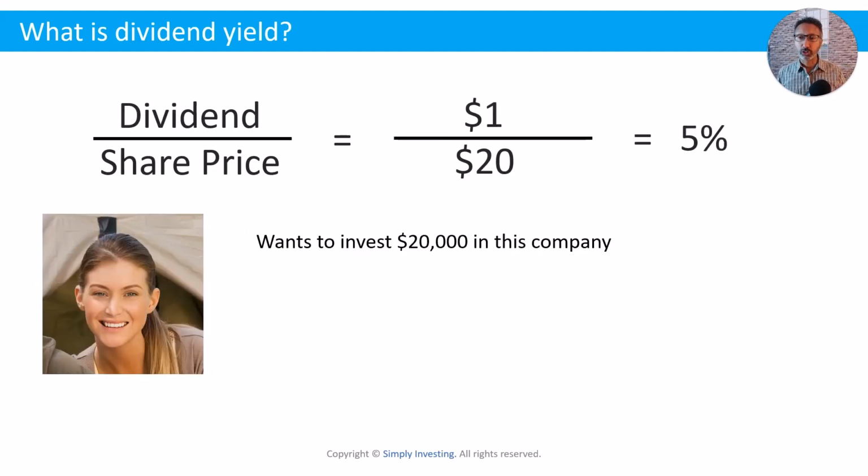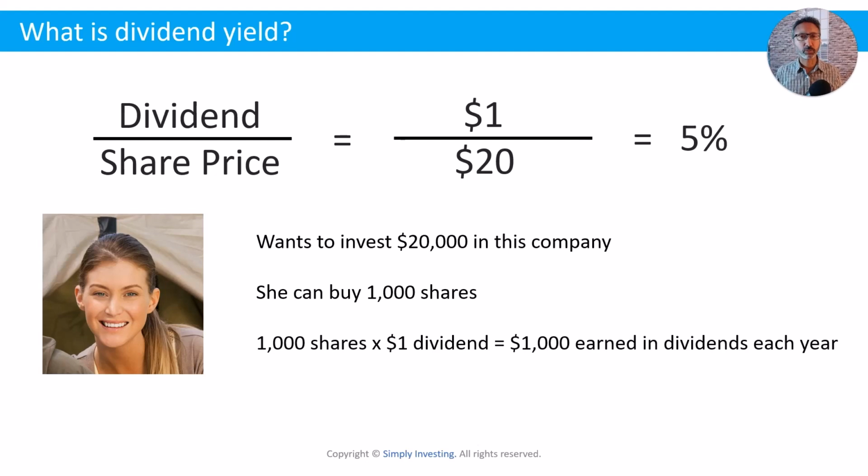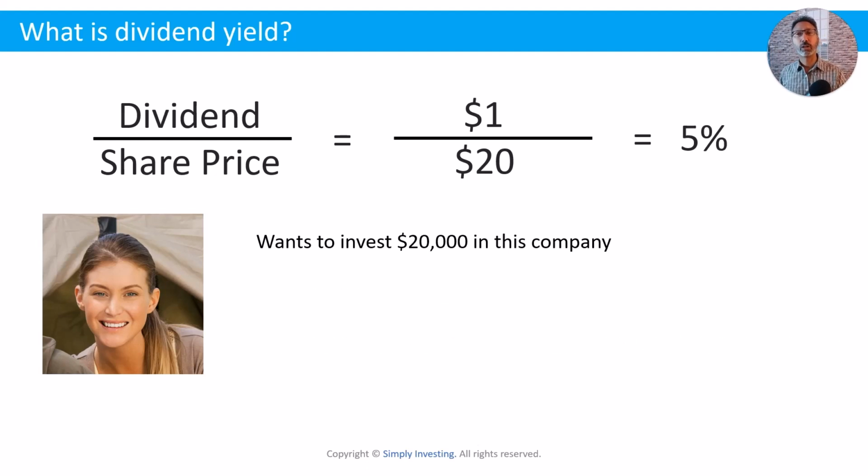Now let's say Jill wants to invest $20,000 in this company, and the share price is $20 a share. She's going to be able to buy 1,000 shares. If we take the 1,000 shares and multiply that by the $1 dividend per share, you can see that she will earn $1,000 every year for as long as she owns these shares and as long as the company continues to pay the dividend. Another way to look at it is to use the dividend yield to figure out very quickly the return on her investment.